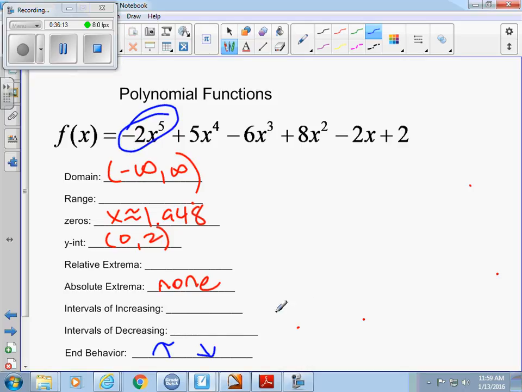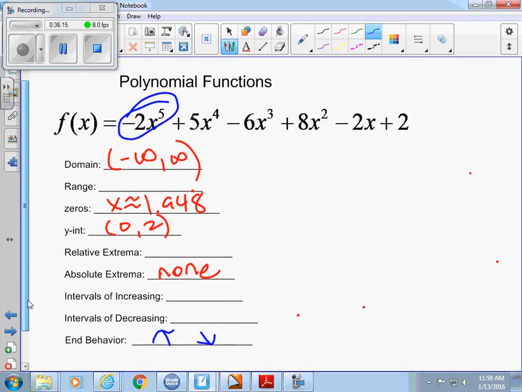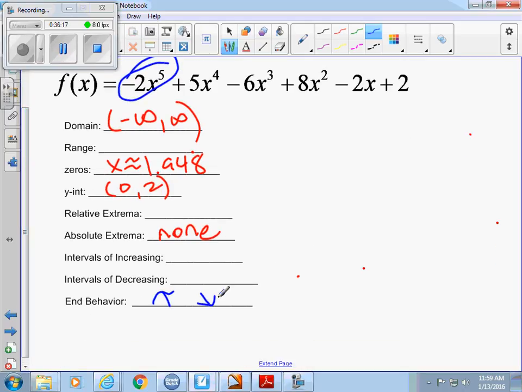For this, just sketch it. Just do a quick little sketch. To say it, if you really wanted to say it, you would say as x approaches infinity, y approaches negative infinity, and as x approaches negative infinity, y approaches positive infinity.